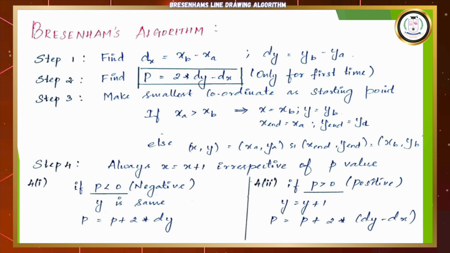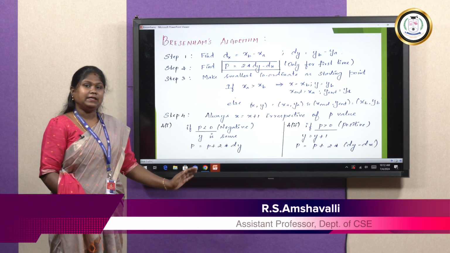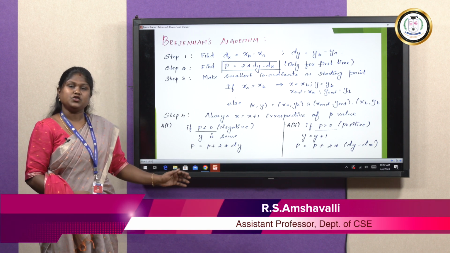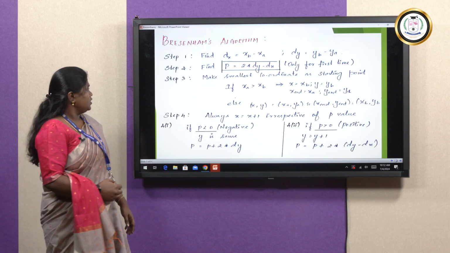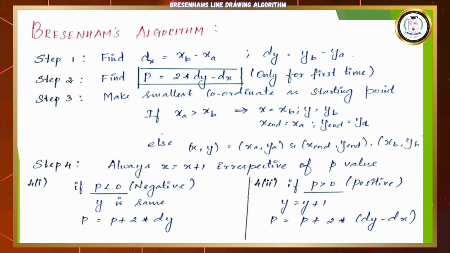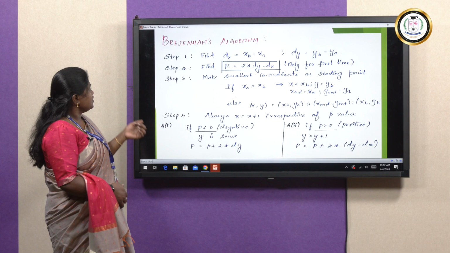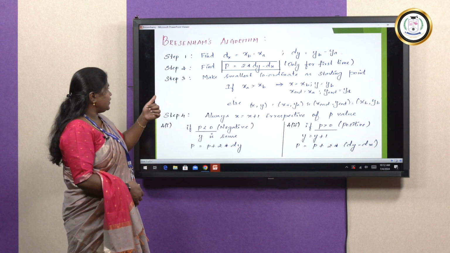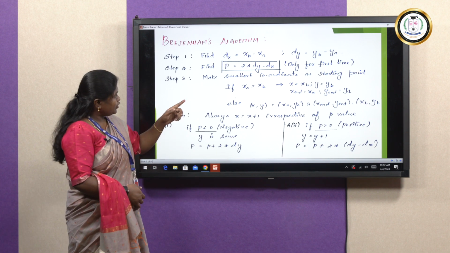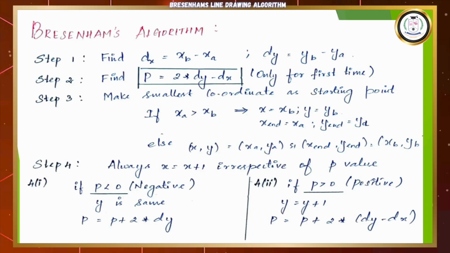The main intention of the line drawing algorithm is to find the intermediate points if we are given the two endpoints, the starting point and the endpoint. So here the very first step is to find dx and dy. dx we can find by xb minus xa, and dy is yb minus ya. The first coordinate can be given as xa, ya, and the second coordinate as xb, yb.